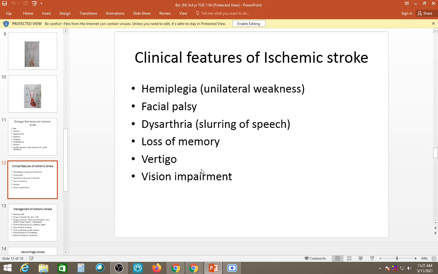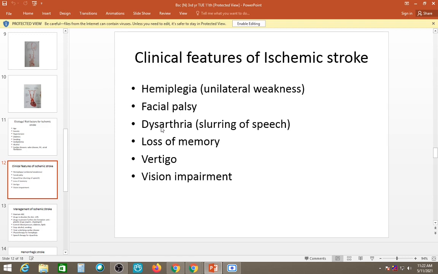The patient is totally all right, and suddenly they will have paralysis, facial palsy, slurring of speech, and loss of memory, vertigo, or visual impairment. And that is why it is called stroke, because it is like a bolt from the blue, very sudden. Number two, the cause of all this is a vascular problem, the blocking of a blood vessel to the brain. Number three, the improvement is not going to be there. These patients will take a long time to improve, and sometimes it may not improve also, right?